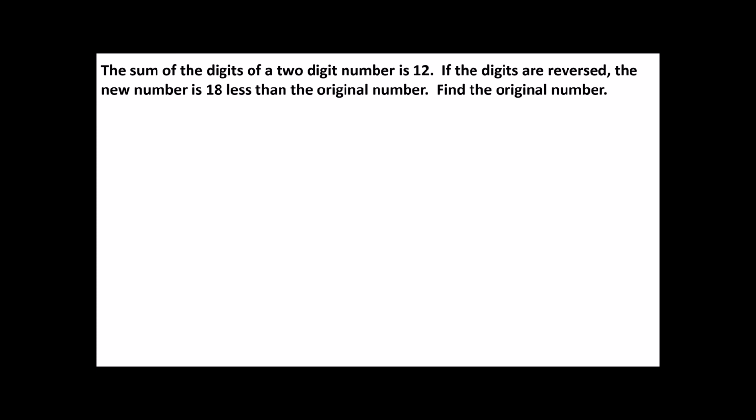I'm going to just assume you've paused the video and tried that, and we're going to work this out again together quickly. Once again, in a digit problem, x is always my tens digit and y is always my ones digit. When I look for relationships, my digit equation is going to say the sum of the digits is 12. So x plus y is 12.